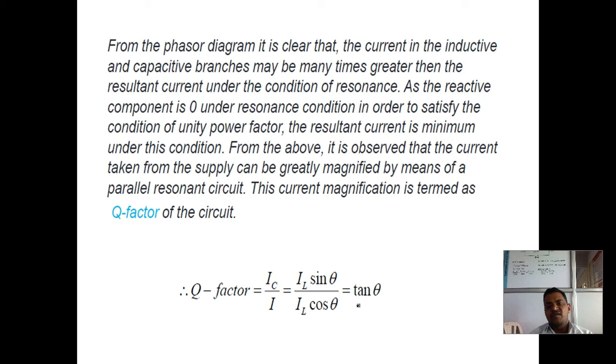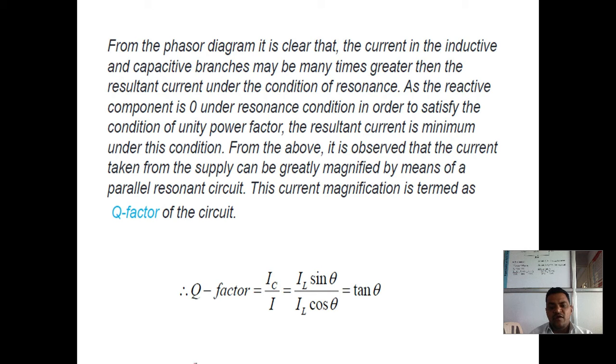From the phasor diagram, it is clear that the current in the inductive and capacitive branch may be many times greater than the resultant current under the condition of resonance. As the reactive component is 0 under the resonant condition, in order to satisfy the condition of unity power factor, the resultant current is a minimum. From the above it is observed that the current taken from the supply can be greatly magnified by means of the parallel resonance circuit. So this current magnification is termed the Q factor, or the quality factor.